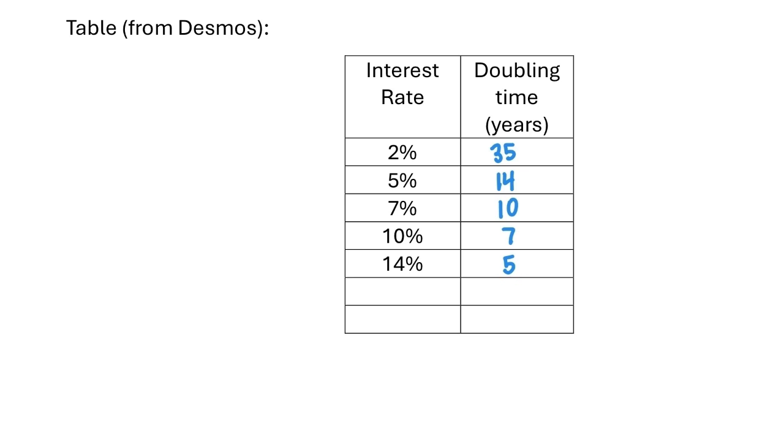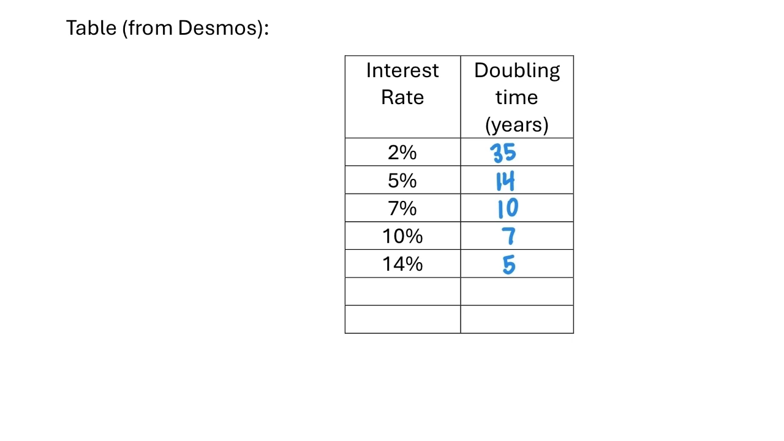Now, from this table, we can notice a couple things. First of all, as the interest rate goes up, the doubling time goes down. And that's pretty obvious because the higher the interest rate you get on your money, the faster it will grow, so the less time it will take to double.